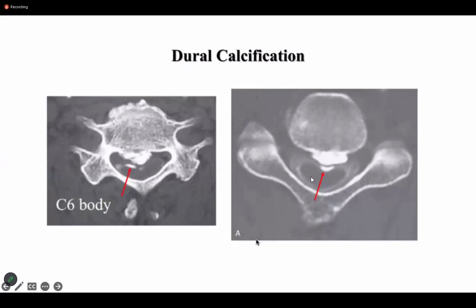And sometimes we have a special imaging finding when you see the double layer sign. Here is the OPLL mass, and here is dural calcification.